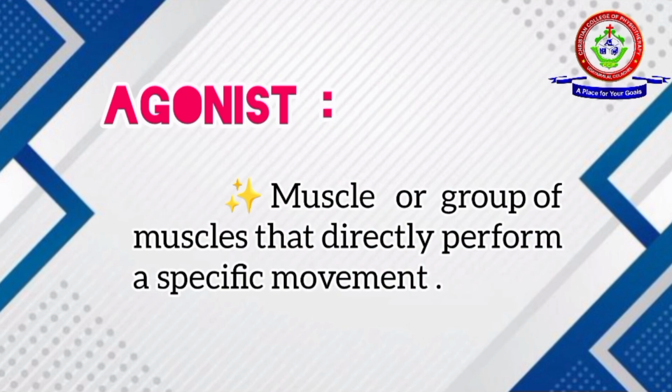First of all, agonist. Agonist is a muscle or group of muscles that directly performs a specific movement. A joint cannot move by itself. It needs muscle to move bones into position. When a muscle contracts, one end is anchored in place and the other end pulls the bone, causing movement.